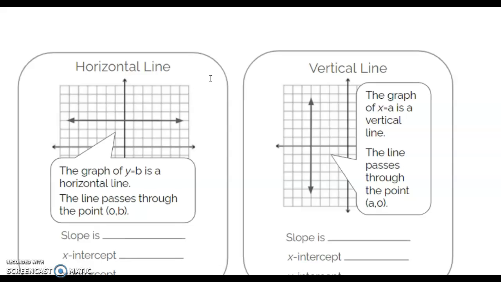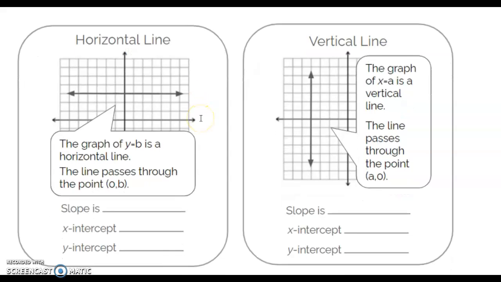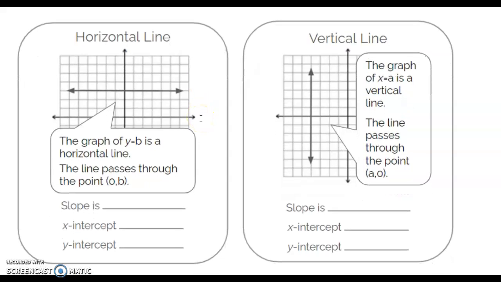All right, on your foldable, let's go ahead and look at the tab that says vertical and horizontal lines. So go ahead and open your foldable up to that position. A horizontal line is when we have y equals some number. It goes through the point 0, that number. So this, for example, would be y equals 3. And notice it goes through the point 0, 3.